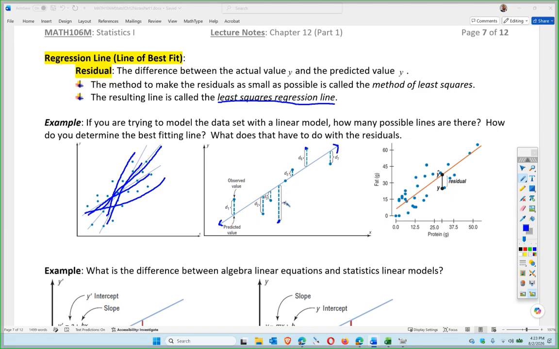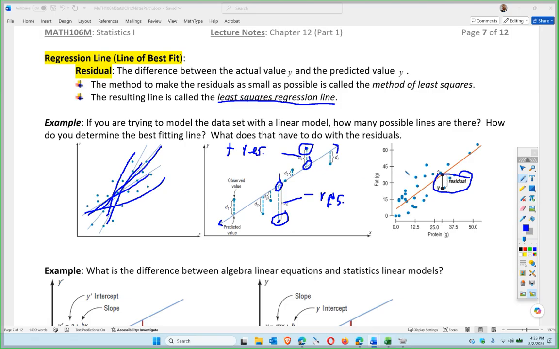If a point is below the line, it has a negative residual. And if it's above the line, it has a positive residual. A residual is the difference between the observed and the expected value. So the goal is that for every one of these residuals, you want to minimize them, right?